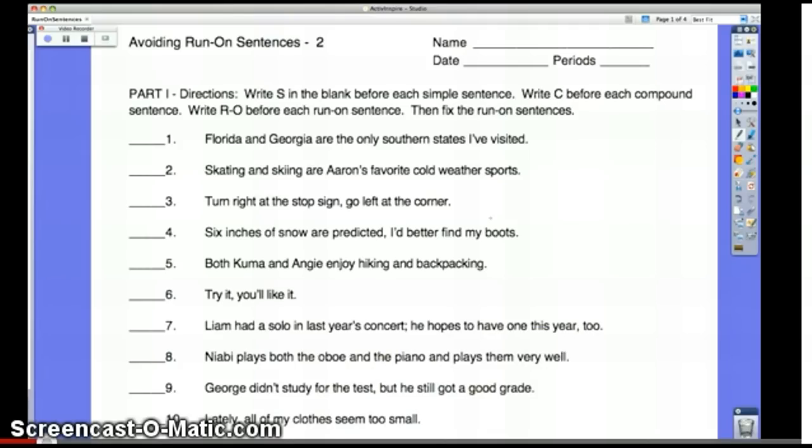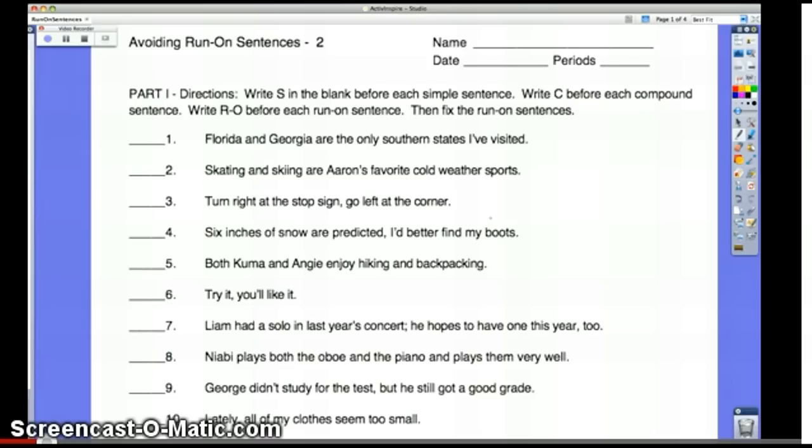Number 9 is a compound sentence. George didn't study for the test, comma, but he still got a good grade. We have two complete thoughts joined correctly. So this is a nice job. Compound sentence. And our last one, lately, all of my clothes seem too small, is a simple sentence.